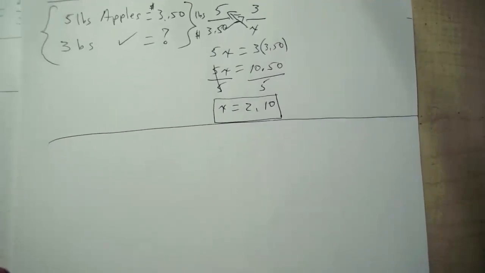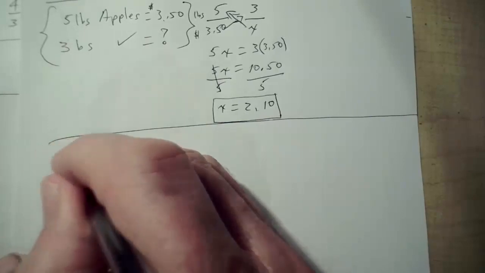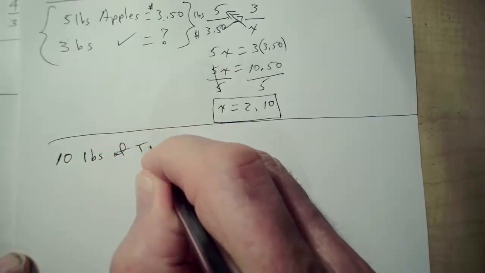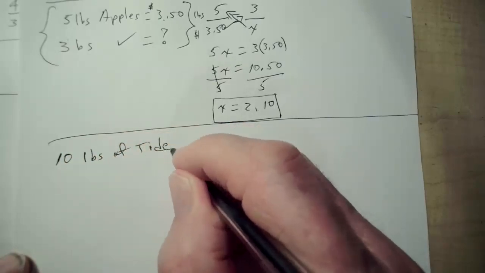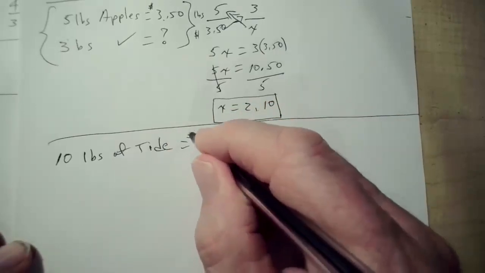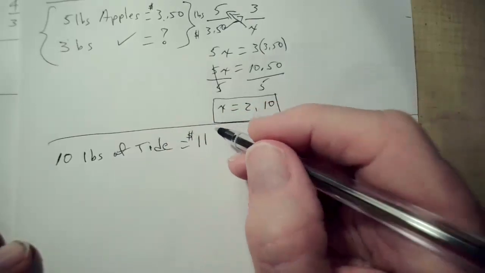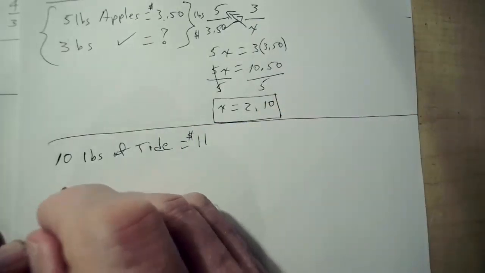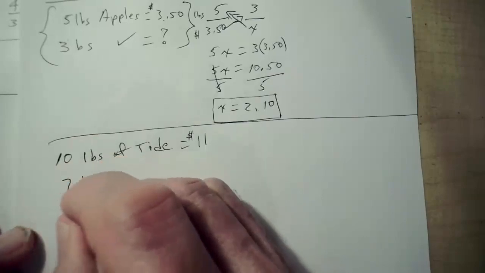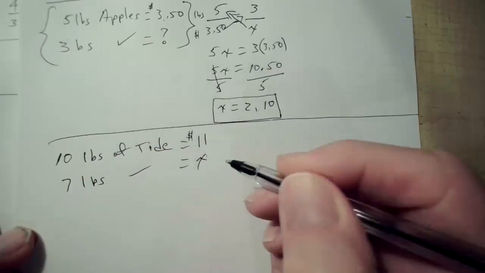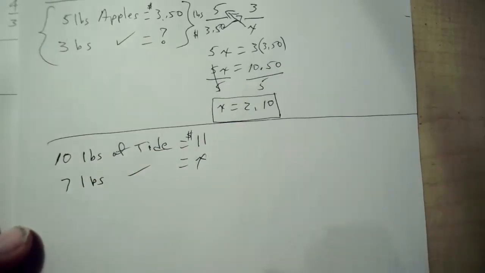Okay, let me do another one of those. If 10 pounds of Tide is $11. Hmm, you know that's not right. How much would a 7-pound box of Tide cost? 7 pounds of Tide would be how much?